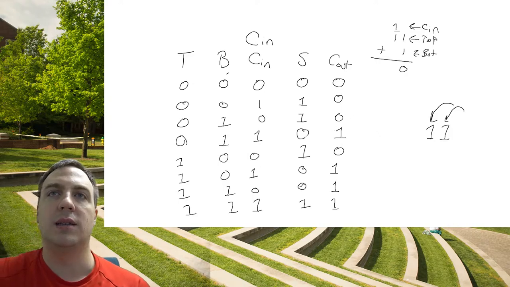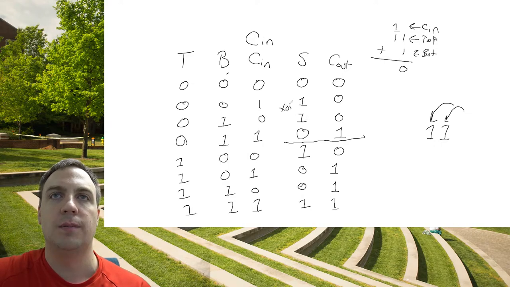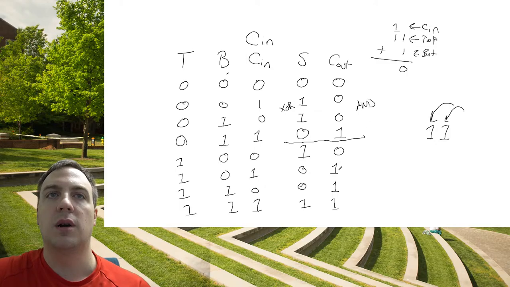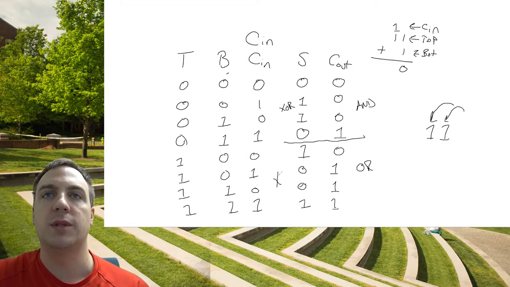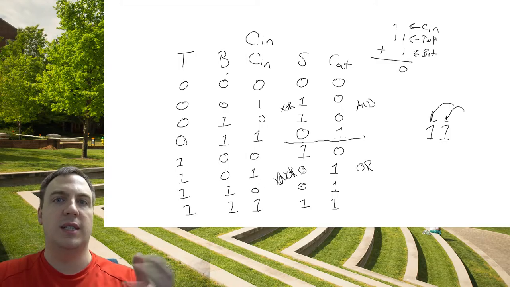Now if you remember back to your logical operators, we can actually see what's going on here. Your sum is actually 0, 1, 1, 0. If you remember, that is an XOR. We have 0, 0, 0, 1 for the carry, that's an AND gate. We have 0, 1, 1, 1, which is an OR gate. And we have 1, 0, 0, 1, which is what's called an XNOR. So it's just the opposite of an XOR.